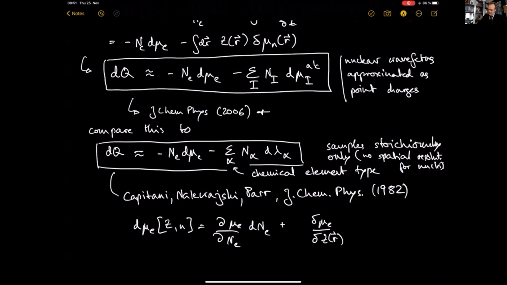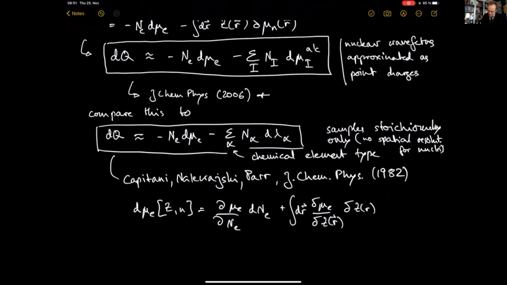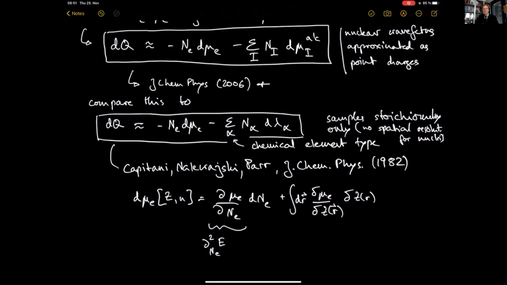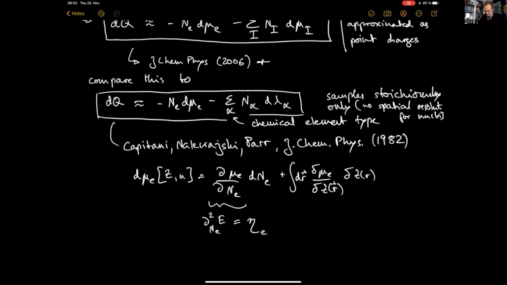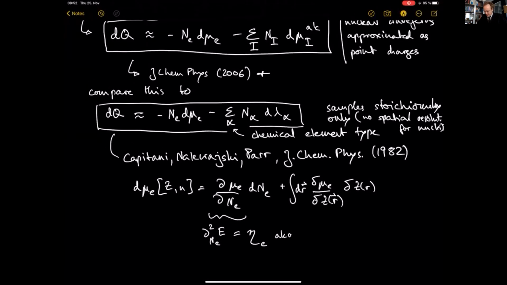So now we have a spatial resolution, dZ of r, and so we have to sum that up. Now, this is an interesting result. This is the second order derivative of the energy with respect to number of electrons, right? And as such, this is something like the curvature of your energy as a function of number of electrons. This is also called hardness, and we give it the symbol eta, the electronic hardness.